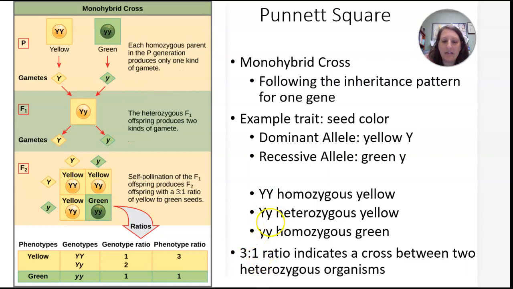Whenever you get that 3-to-1 ratio, okay, just like we did here, that indicates that it's a cross between 2 heterozygote organisms. Okay?